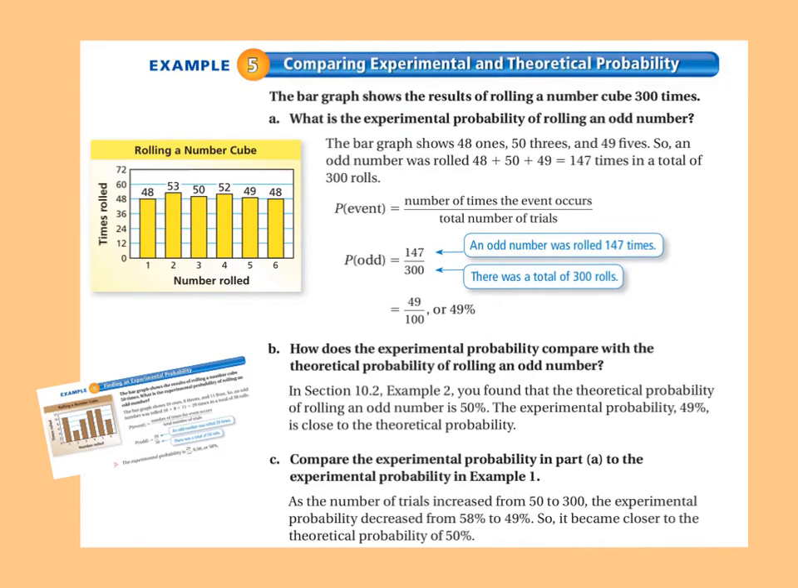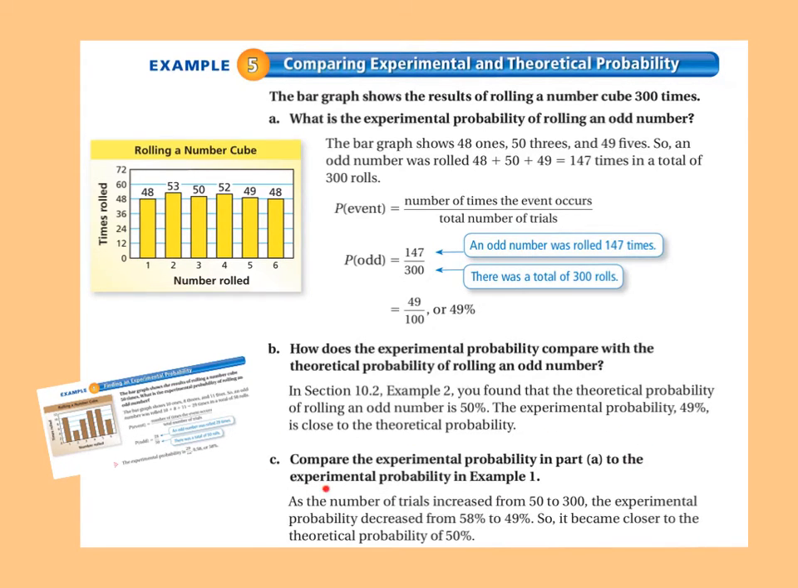When we talk about experimental and theoretical probability, we want to do some comparing. So this bar graph shows the results of rolling a number cube 300 times. What is the experimental probability of rolling an odd number? Again, we know in theory that you have 1/2 chance to roll odd or 1/2 chance to roll even on a regular number cube. But when you look at the information from this event, there were 147 times where an odd was rolled out of 300. When we simplify that, that becomes 49 hundredths, or 49%. That's pretty close. Like if we compare that to the theoretical probability of rolling an odd number, which is 50%, this experiment came very close to that theoretical probability.